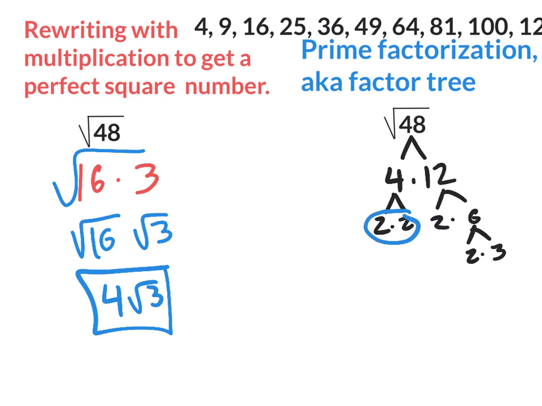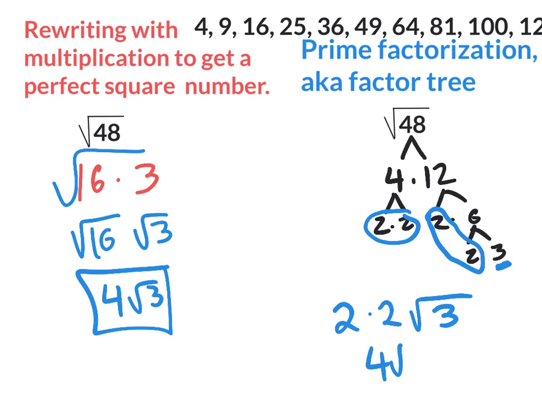There's 2 2's right here, so I'm going to put 1 2 out here. There's another 2 2's right there, so I put another 2 out there. And this 3 is left over. It doesn't pair up, so that stays on the inside, which means that my answer is 4 square root of 3. Same answer, done a different way.